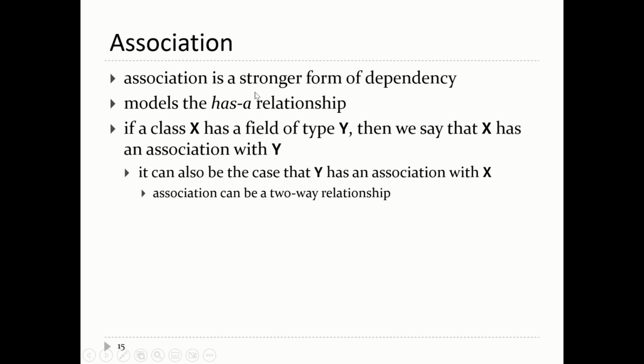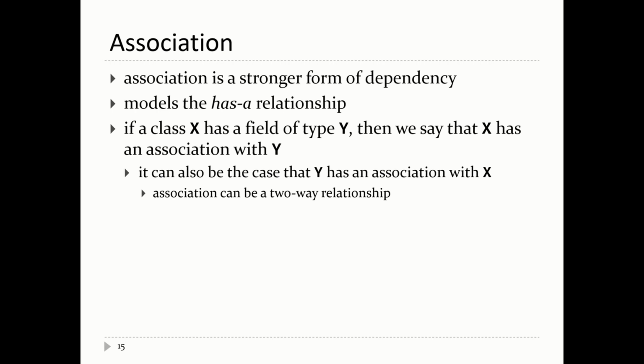Association is a stronger form of dependency. So association models what's called the has-a relationship. So if a class X has a field of type Y, then we say X has an association with Y. And it can also be the case that Y has an association with X at the same time. So association can also be two-way. So you've got a class X, a class Y. Inside class X, you've got an object of type Y. And inside class Y, you've got an object of type X.